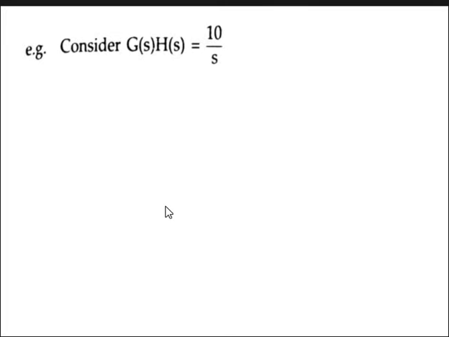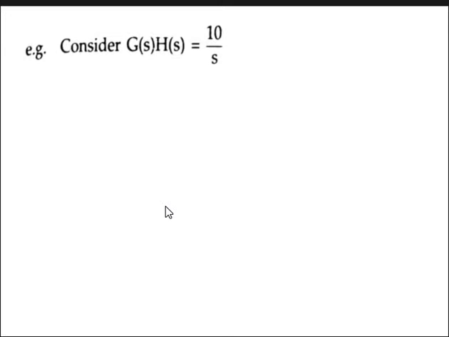Dear students, in this video I explain problems on Bode plot. Already I explained in the previous video that the Bode plot can be split into a number of parts. For example, G(s)H(s) = K / (s(s+1)(s+2)), the given function.